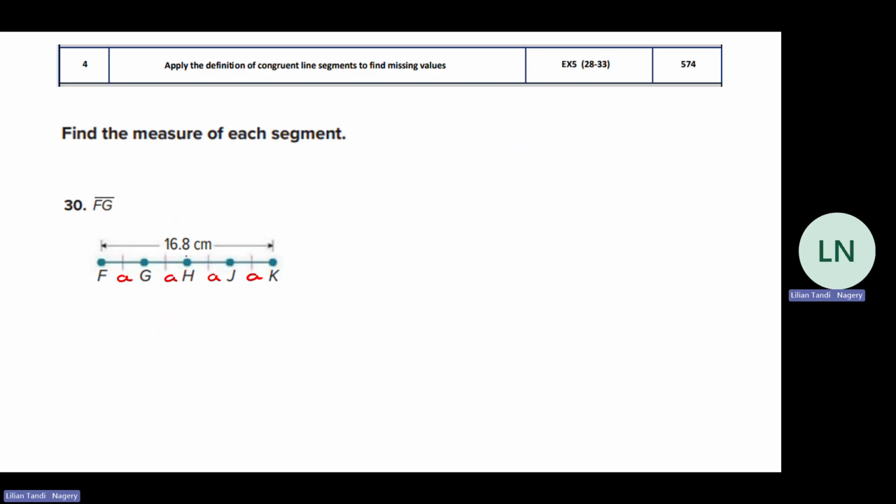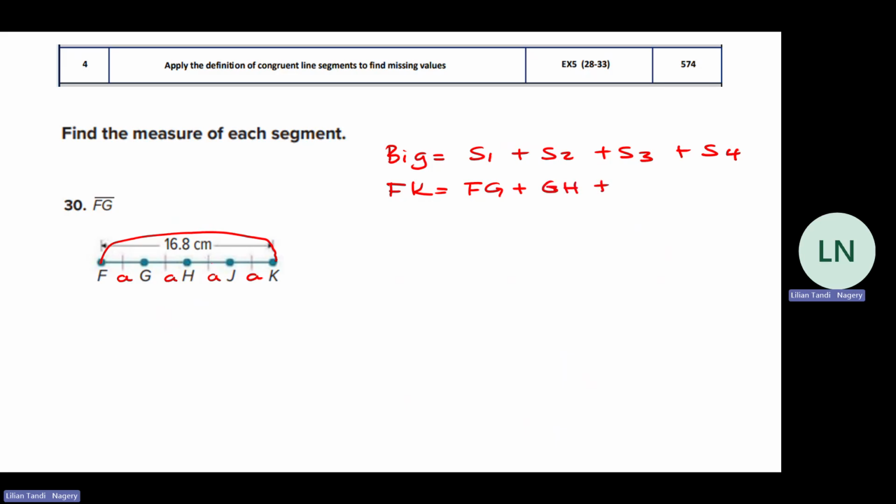I know that I have 4 small congruent parts that when I add them, it will give me this big part. So I start: Big equals small 1 plus small 2 plus small 3 plus small 4. Okay? Big is who? FG. No, FK, sorry. Big is FK. How do I know? Because that's the biggest part. Okay? What is small 1? FG plus GH plus HJ plus JK.